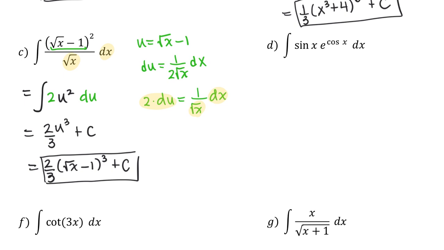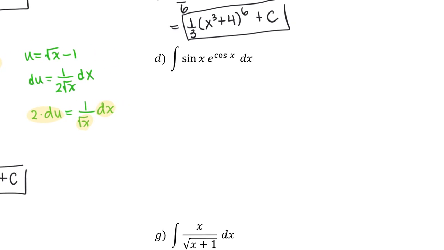Okay, let's look at D. I have sine of x times e to the cosine x. I have to do a substitution. I have sine x here, and then I have e to the cosine x. So it might be the cosine x, it might be the sine x. It's probably the cosine x.